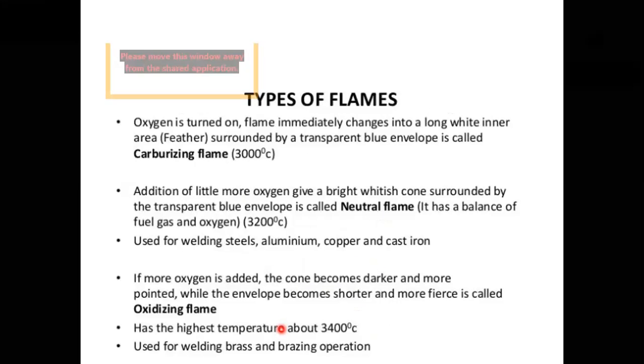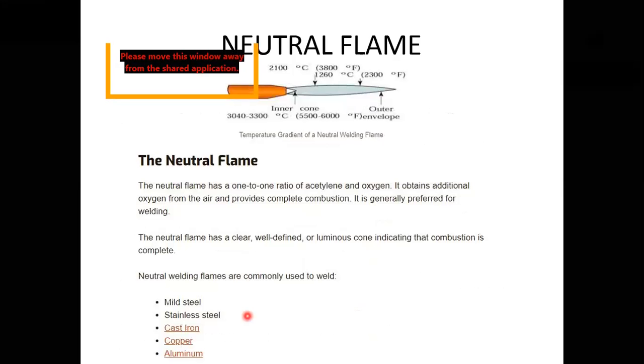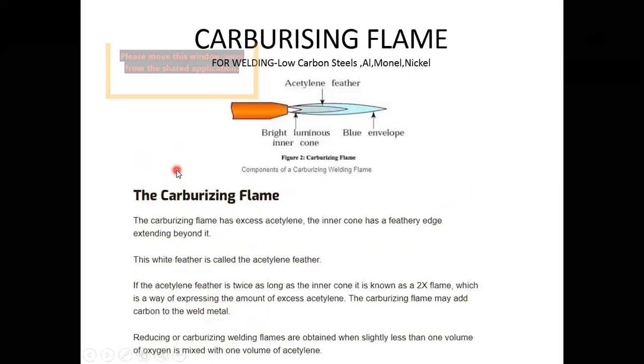The types of flames I already told: the carburizing flame, oxidizing flame, and neutral flame. The neutral flame is used to weld mild steel, stainless steel, cast iron, copper, and aluminum. For these materials you have to prefer a neutral flame.